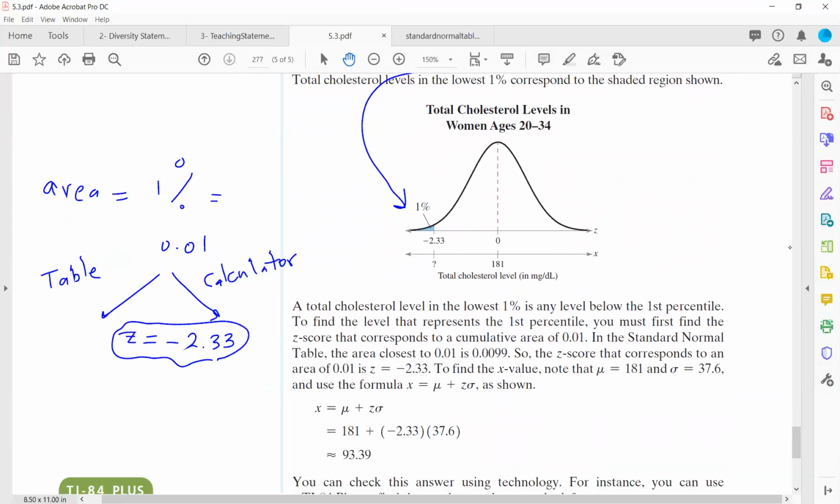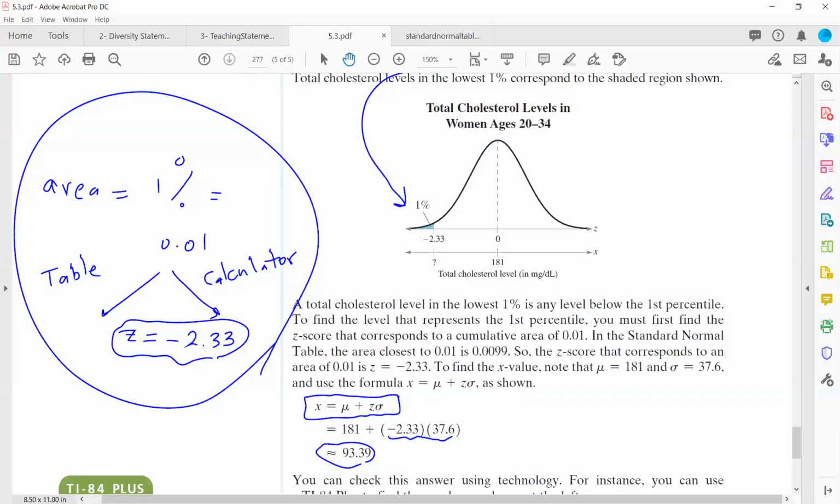What is your x? We have our mean, we have our z, we also have our standard deviation. Mean is 181, z is negative 2.33, and sigma is 37.6. First, multiply these two numbers, then add 181. Your x is approximately 93.39.